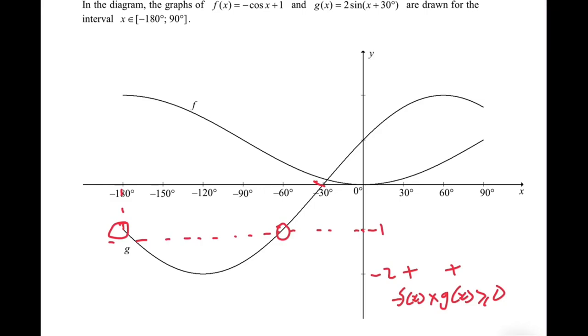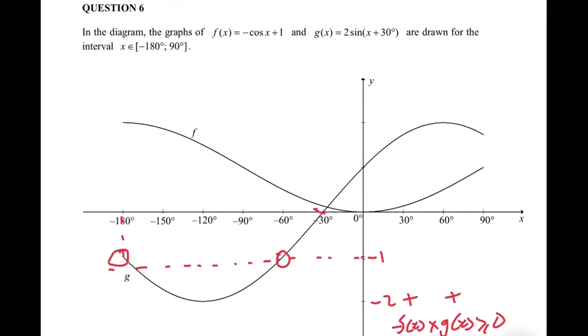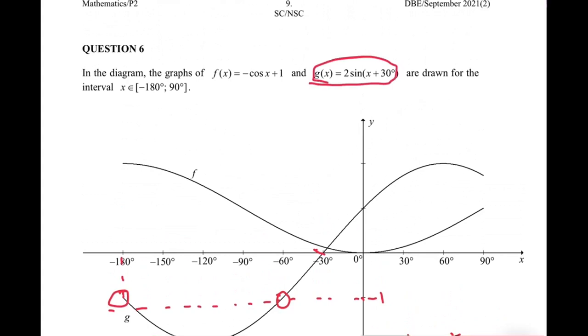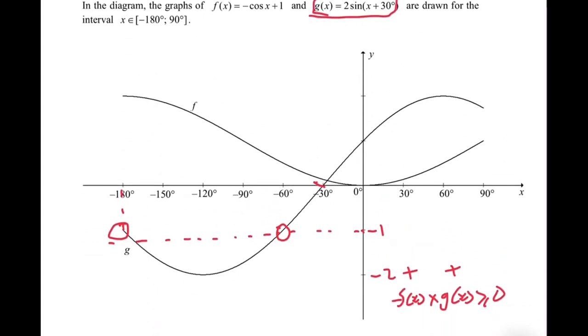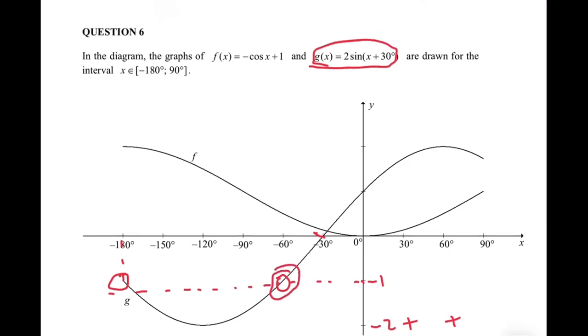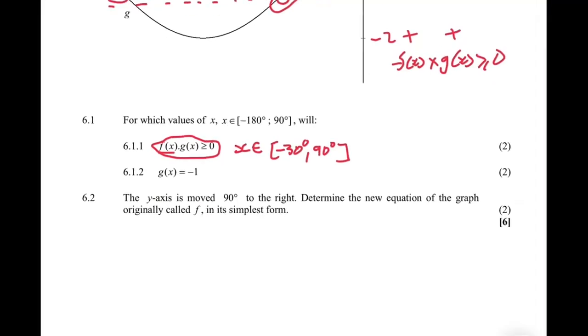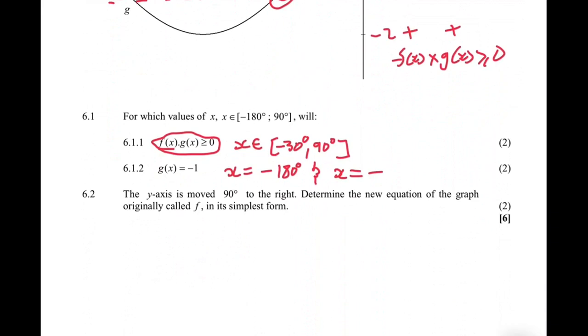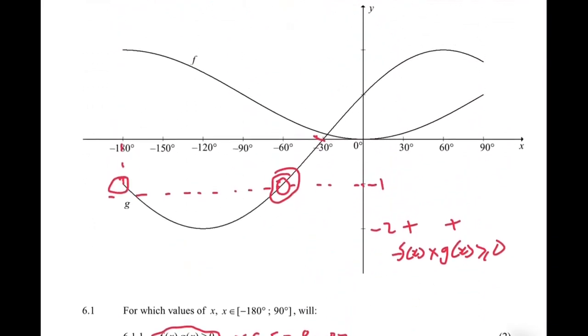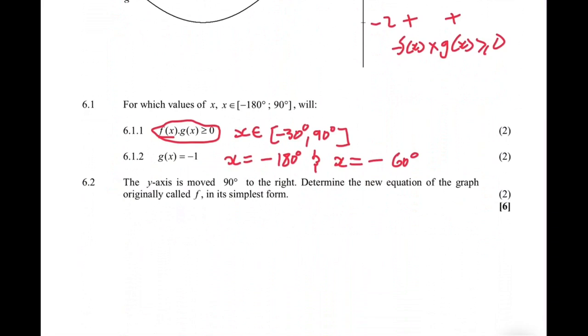So now what you do, you substitute -180 into the equation of g of x and see if you get -1. And then you substitute -60 degrees on the equation of g of x and see if you get -1. And that is exactly what I'm getting. So here, the values of x for which g of x is equals to -1 will be x is equals to -180 degrees, and when x is equals to -60 degrees, right? It's easy to see on the sketch, but you always have to put it in your calculator and see if it is true. So now let's look at 6.2.